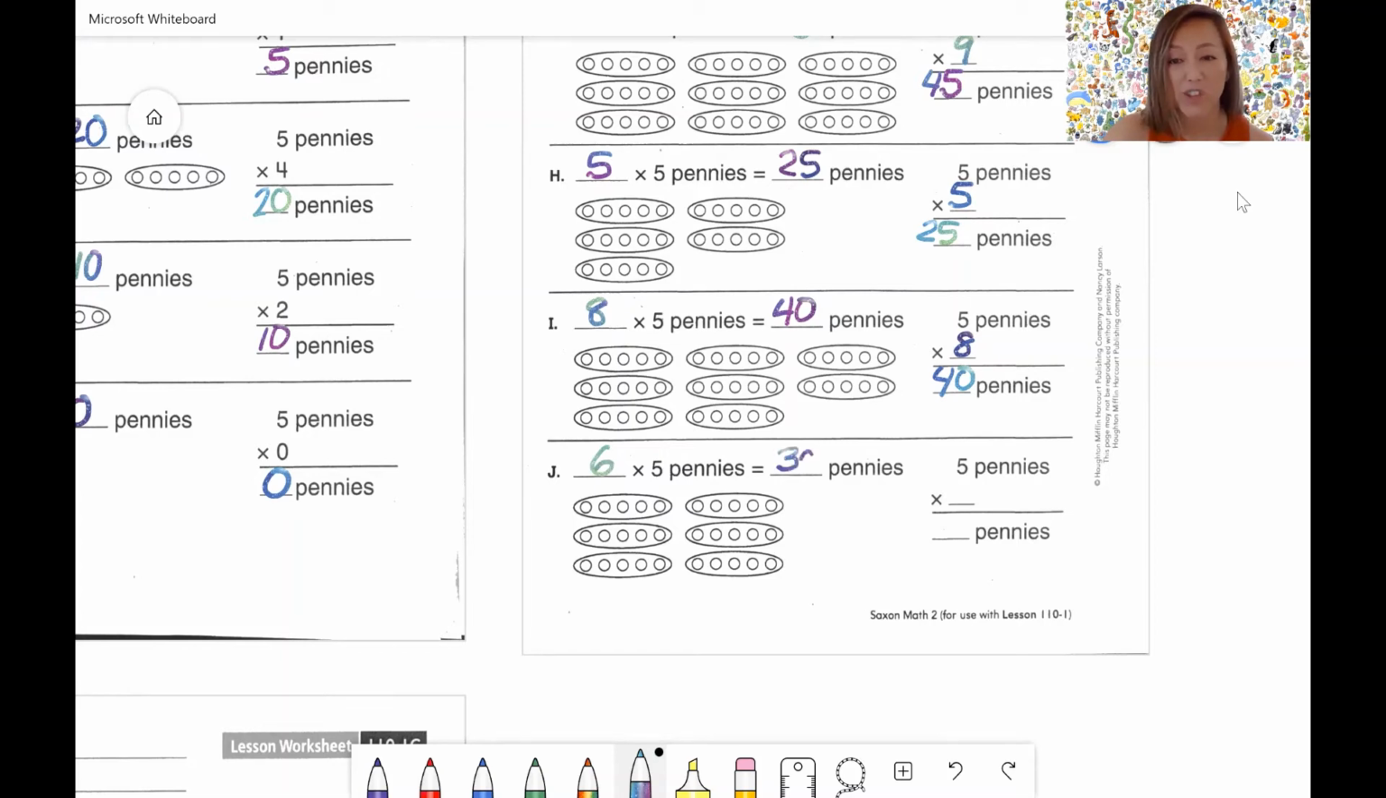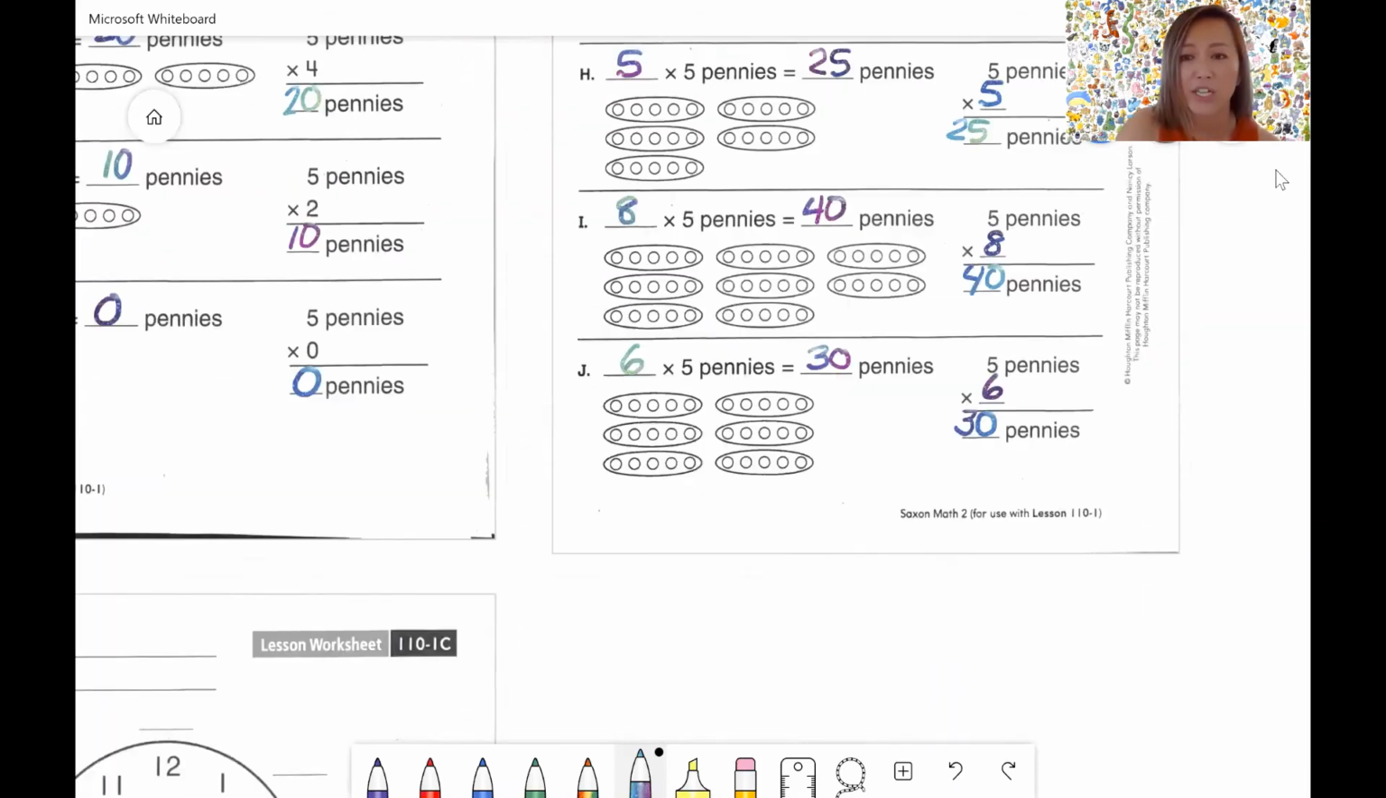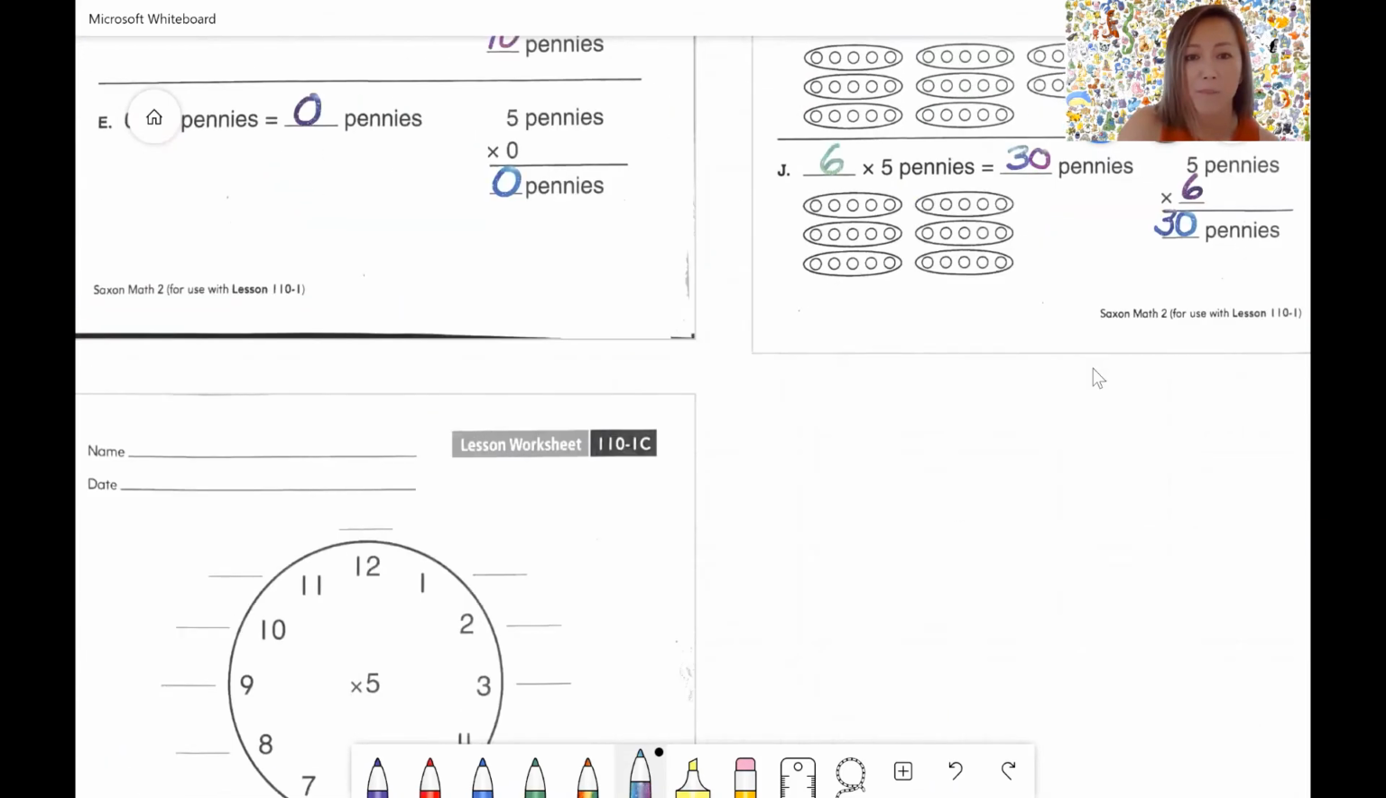And if I'm wrong, I probably will go back and count them again, right? 5, 10, 15, 20, 25, 30. Okay, never hurts to count by 5s and check your work. 5 times 6 equals 30 pennies. Okay, not bad, right? Good job, you guys. If you're checking your work and you already did it, awesome. Give yourself a great check mark, a star, put something on your paper.